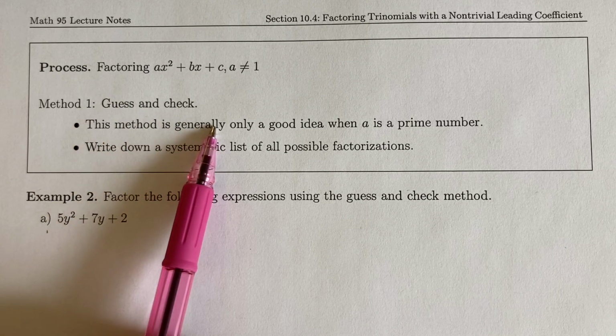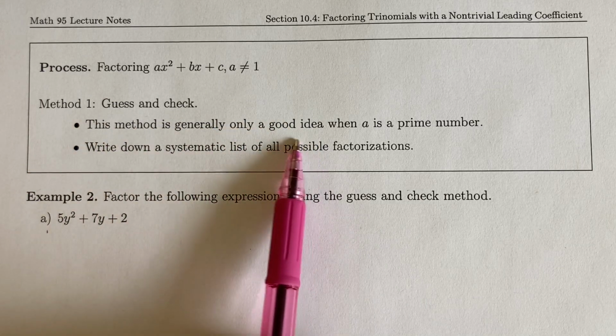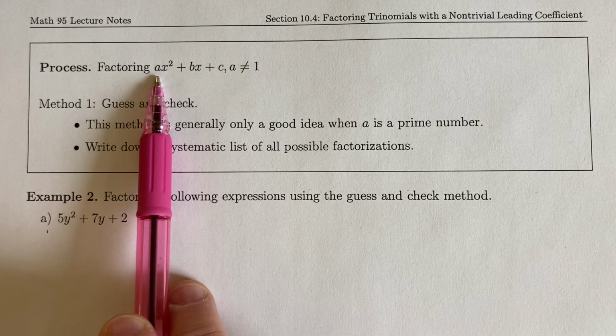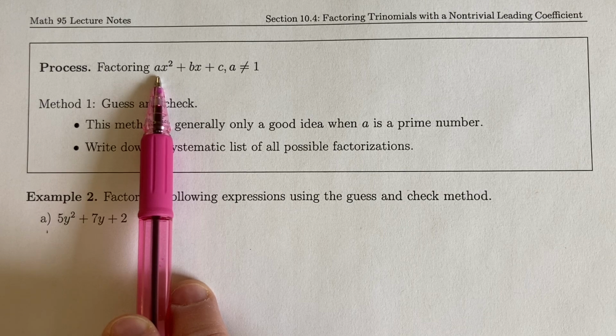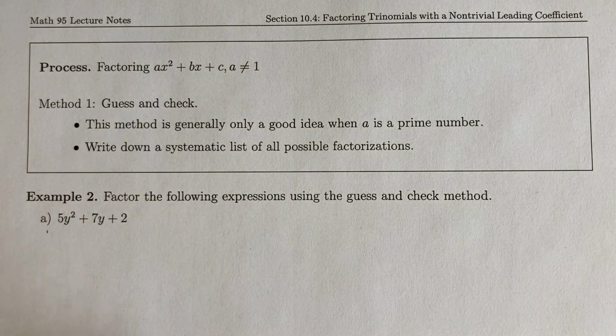Sometimes though, there's a lot of guesses to do. So it's generally best when a is a prime number, so the number in front of x squared is only divisible by 1 and itself, because then we have a limited number of things to check. You do need to be systematic about this, right? So we don't do a ton of erasing. The whole idea of guess and check is to show your work: guess something, check it, see if it works, and if it doesn't, then try something else, but don't erase everything you've tried already.